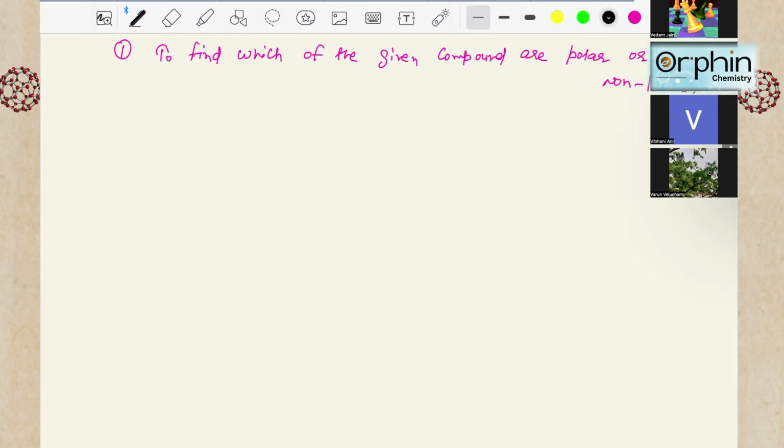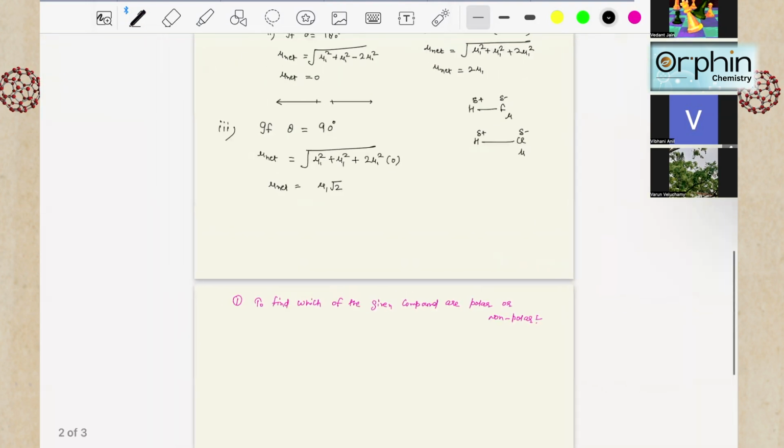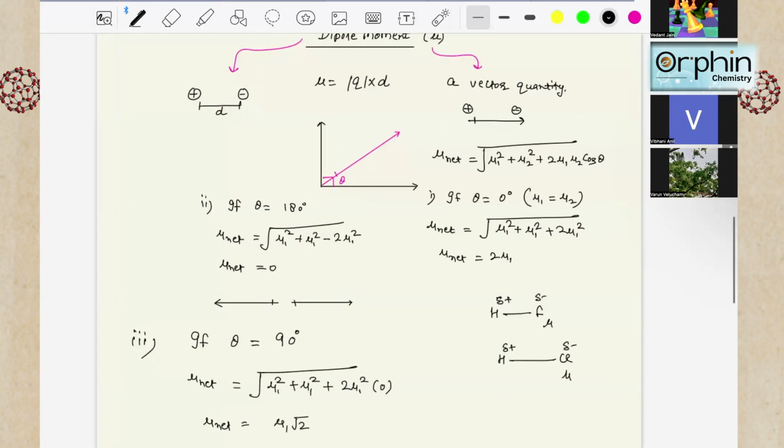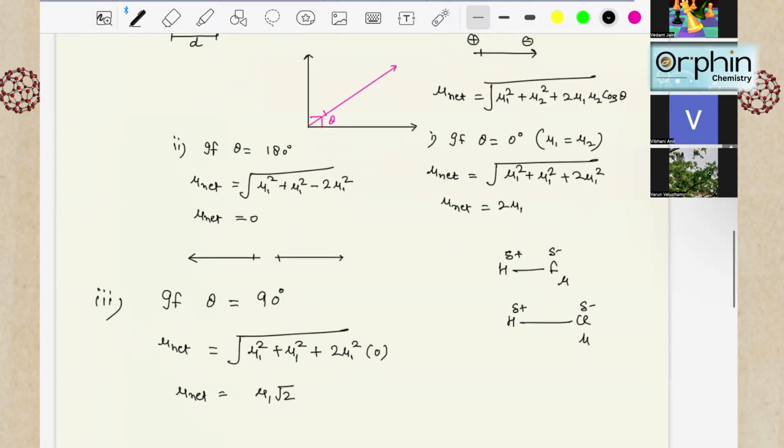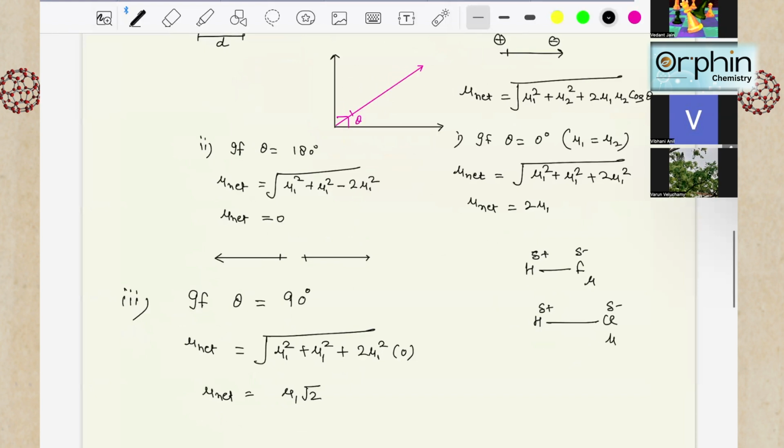Sir, I have one doubt. In that graph which you plotted, what does the x-axis represent and what does the y-axis represent? Okay, fine. So this is the mu1 vector, this is the mu2 vector, and this is mu net. This is not a graph actually. It is just a vector addition of two vectors. We are finding the net dipole moment, or we can say the net vector quantity.